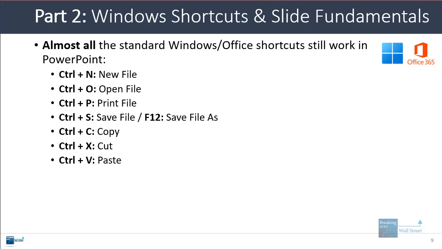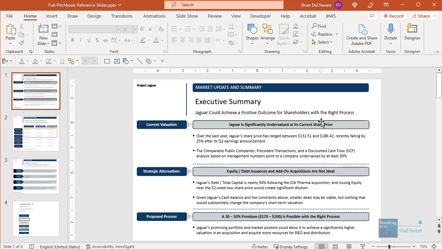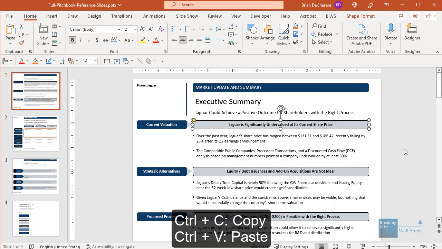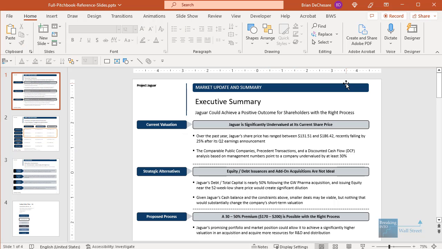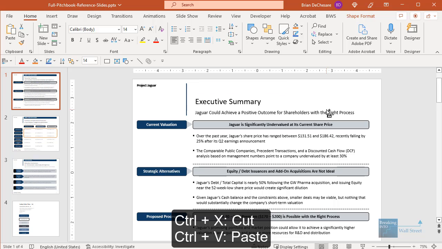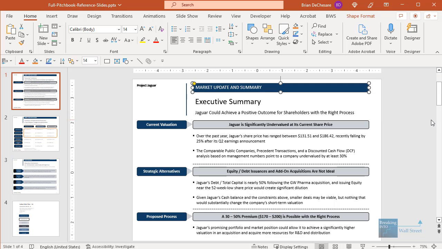Control-C, Control-X, and Control-V activate the copy, cut, and paste commands. So I can click on a text box here, Control C, Control V to paste it, or I can click on something up here and do Control X to cut it, and then Control V to paste it. So all these commands still work in PowerPoint.